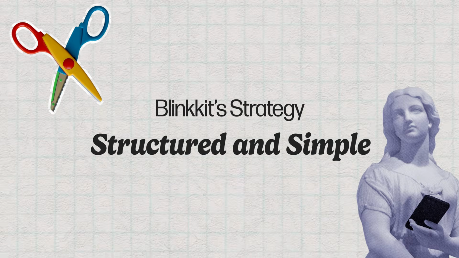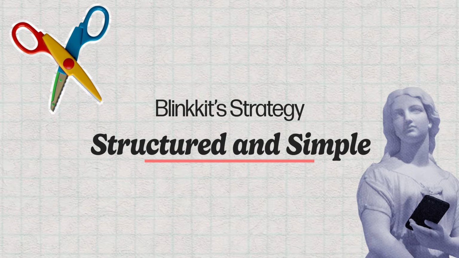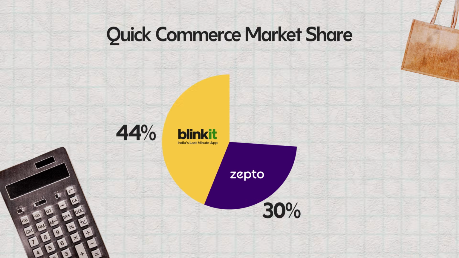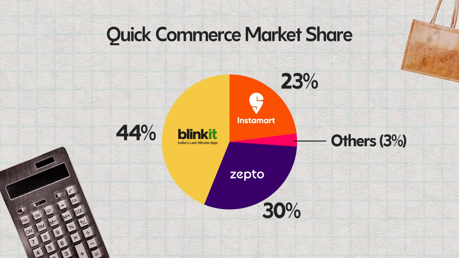On the Blinkit side, I think their focus is more on uniformity and simplicity and trying to give people an impression of being structured and simple to use. If you look at the market share numbers for quick commerce in India across these 3 players, Blinkit has the highest market share, 44%, followed by Zepto, which is at about 30%, and Instamart, which is at about 23%. I'm not surprised that Blinkit has the highest market share. Of course, they have the largest network of dark stores around India, and that's being backed up by a pretty good digital experience also.